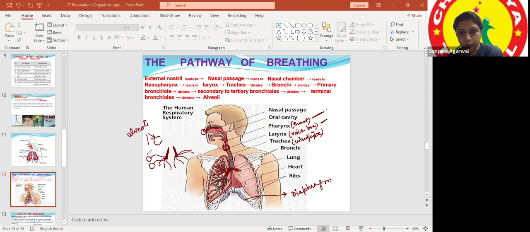This is the alveoli. These small root-like structures are bronchioles, and this main stem, which is just dividing at the end of the trachea, these two are the bronchi. Got it now?